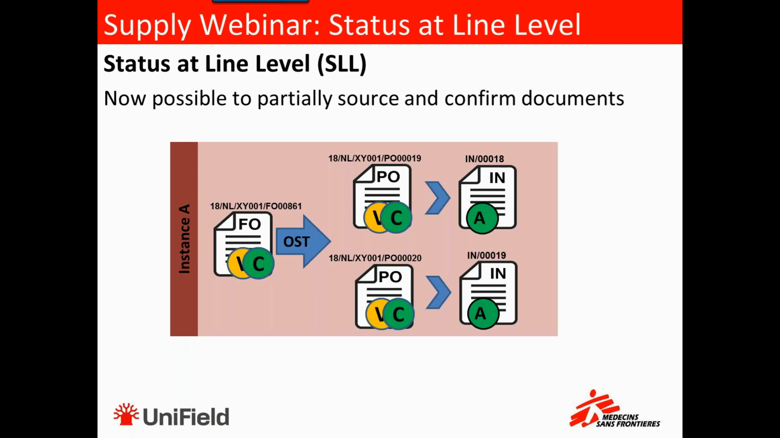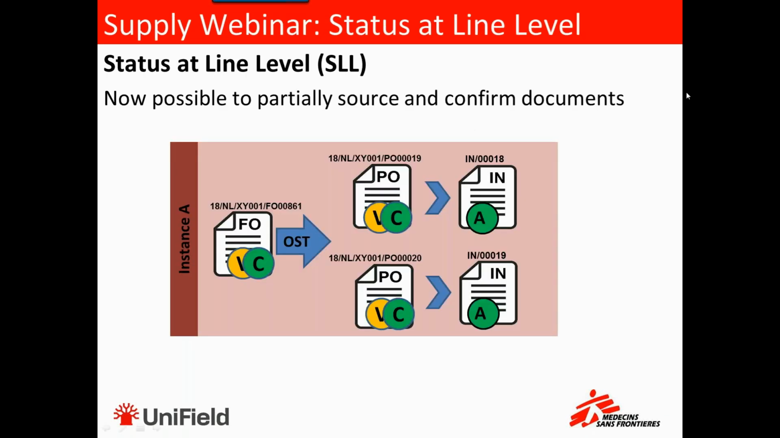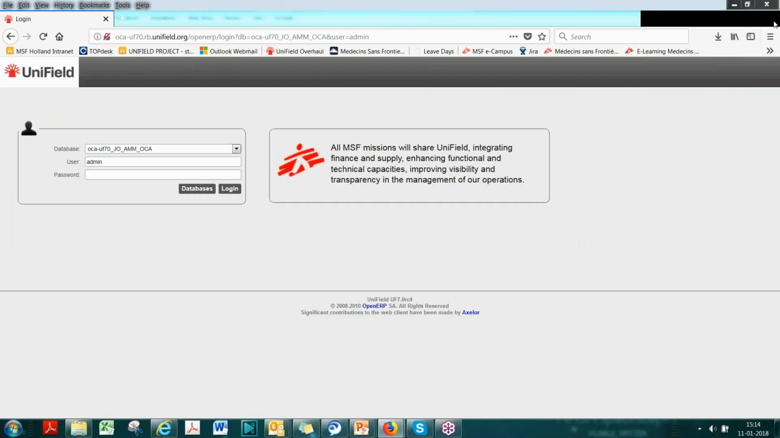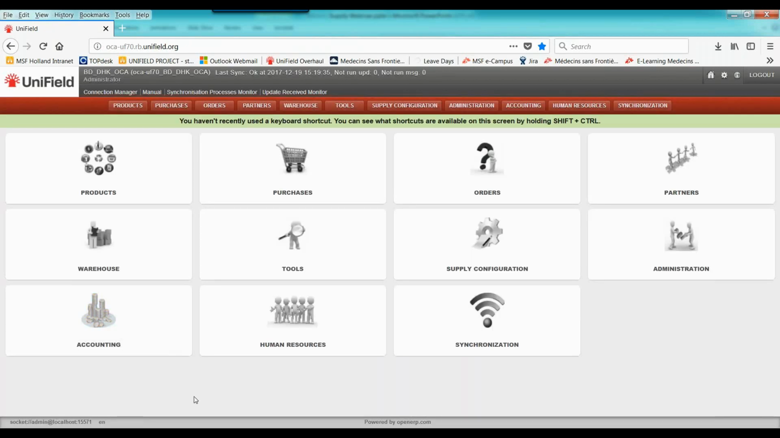Any question? Why don't we go and have a look at the system? Share with you the UniField version 7 link. You will see there are a couple of databases that we can choose from. So I log on to Daka and you do admin, and I will access it. I will use a password that I've given you before. I will start with the field order, then I will source it, then I will go to the purchase order, and then we'll confirm it, and then we'll create an incoming shipment.